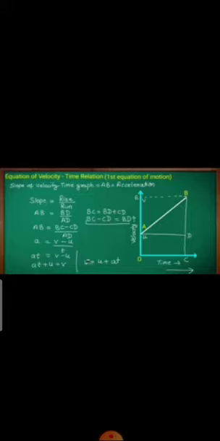Now here BC is equivalent to BD plus CD. If we want to find out BD, we can write BC minus CD. Now slope equals change in velocity upon time. Here AB is representing a, and the change in velocity is v minus u upon t. When you cross multiply, you will get at equal to v minus u, and when you shift u there, you will finally get v equal to u plus at. So like this we derive the first equation of motion, that is v equal to u plus at.